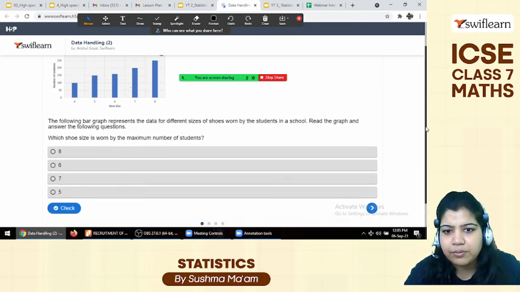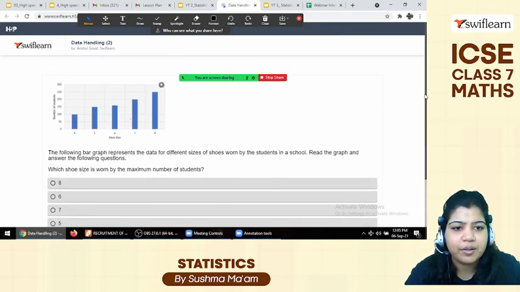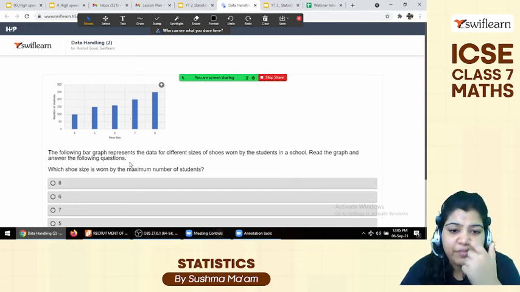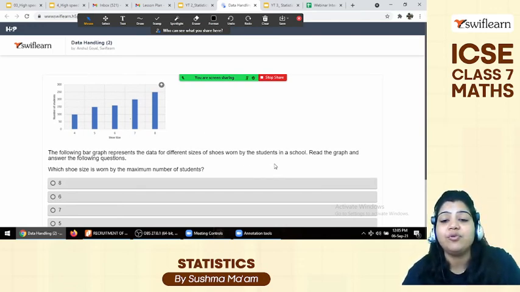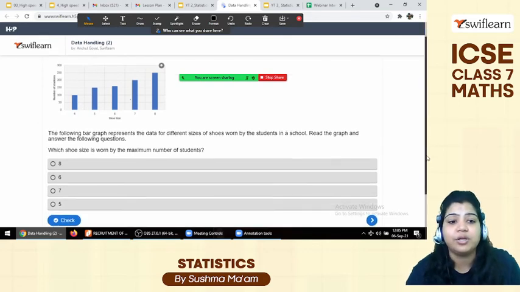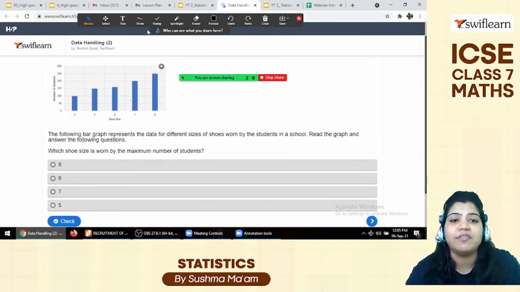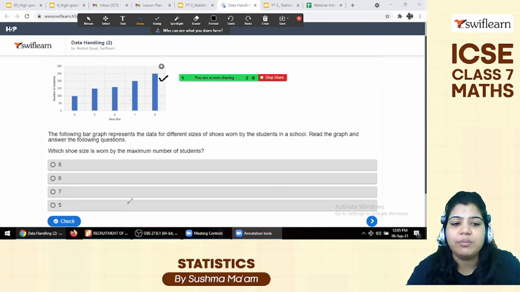Okay. So question, the following bar graph represents data for different sizes of shoes worn by the students in their school. Read the graph and answer the following question. Which shoe size is worn by the maximum number of students? So which bar length is the biggest one? This one only, meaning 8. So let's click on 8 and check our answer.